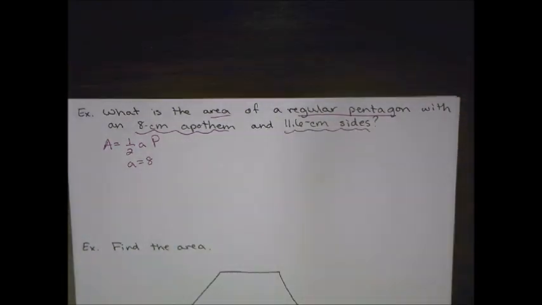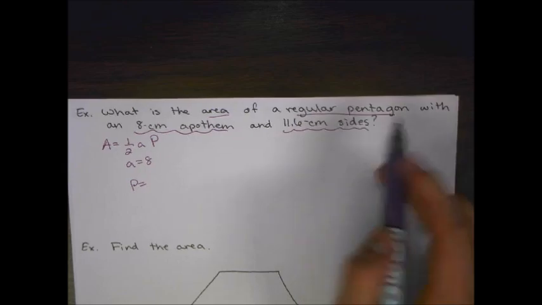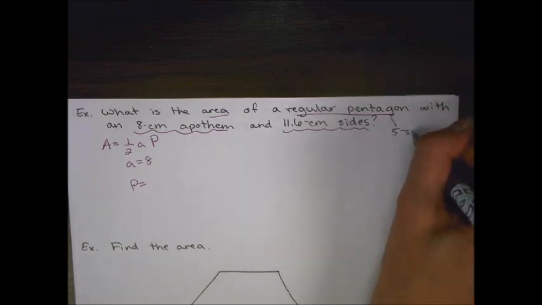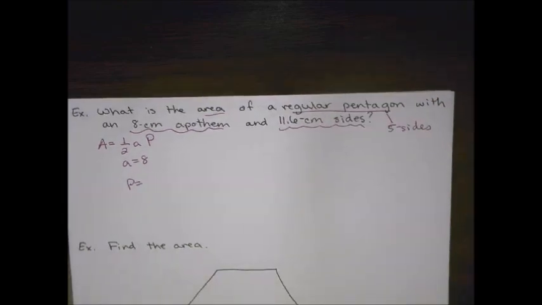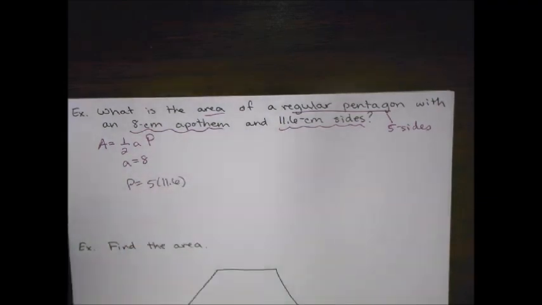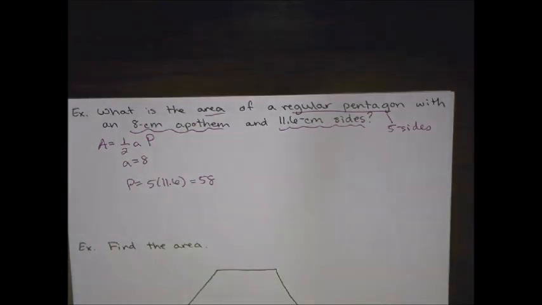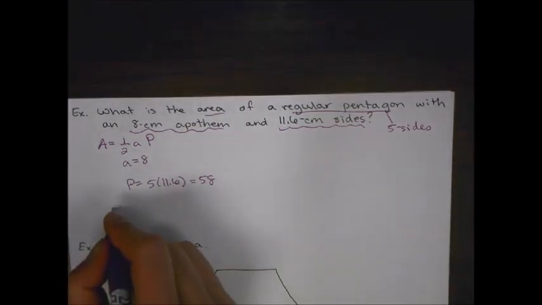My sides are 11.6. So then the perimeter, I'm a pentagon. A pentagon has 5 sides. 5 times 11.6. So that is 58. Let's plug it into our formula.